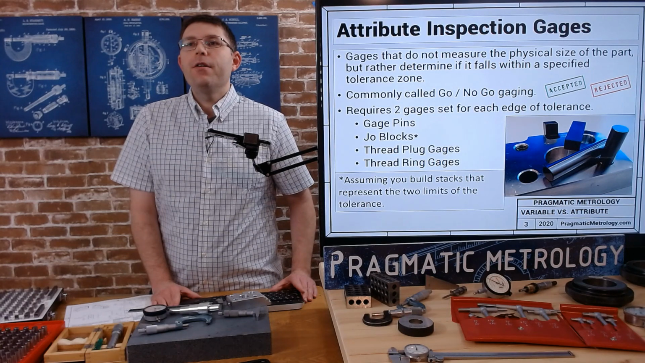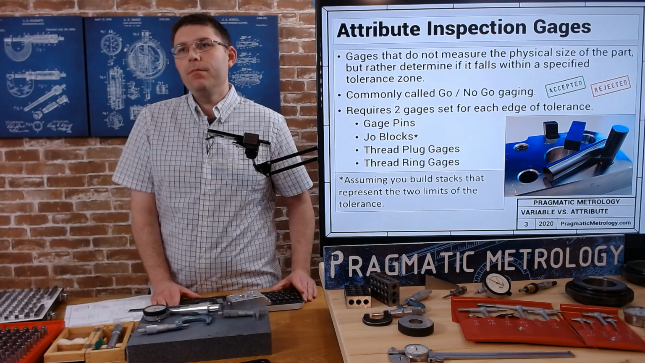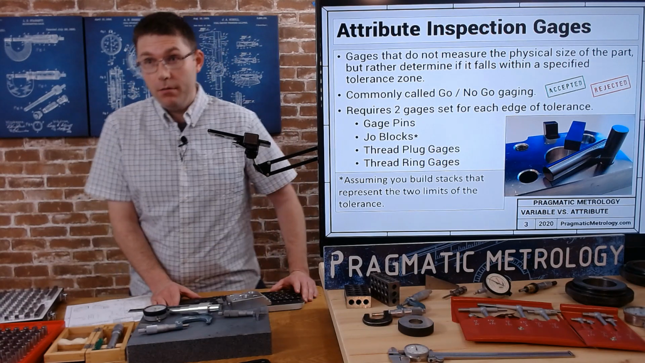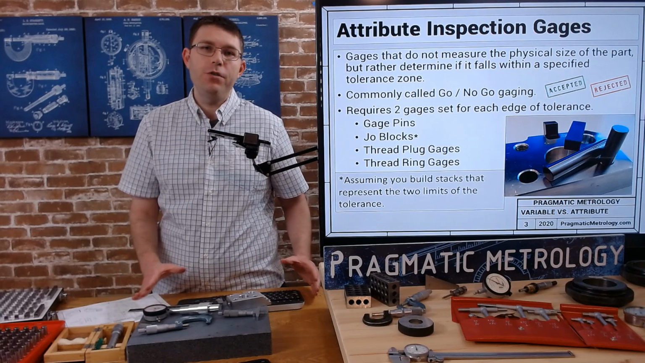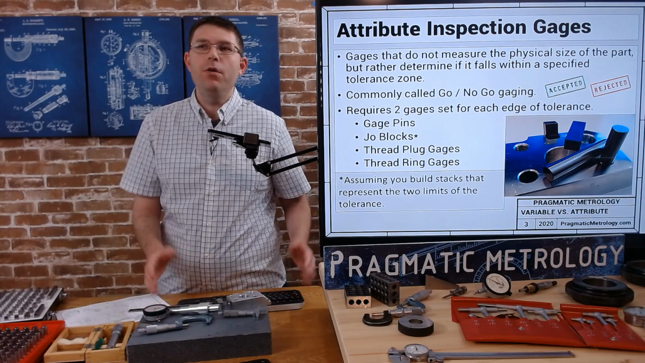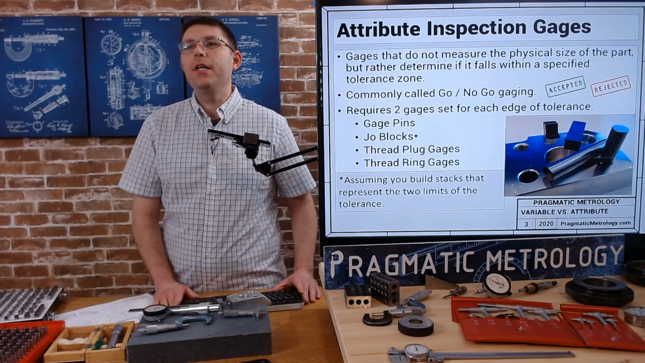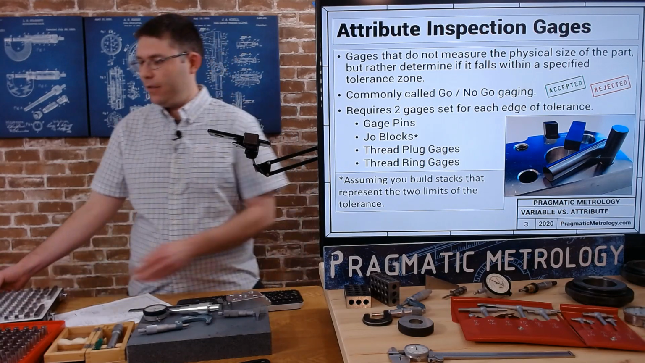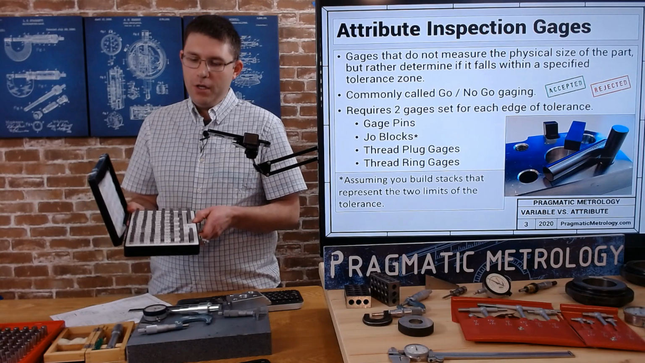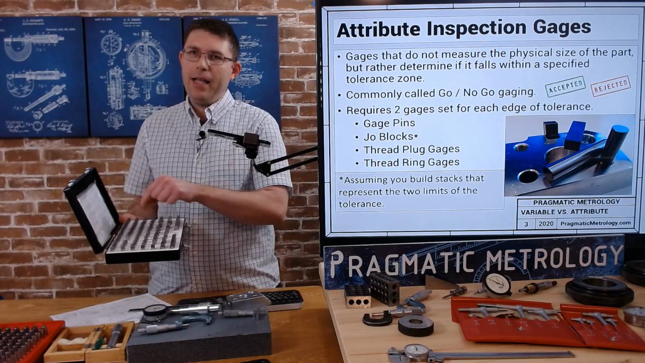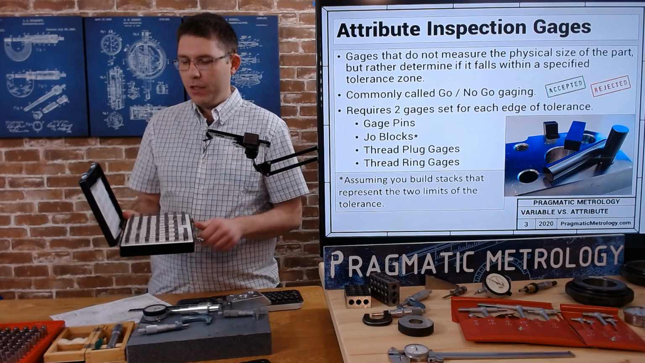Now on this slide here, I have Joe blocks flagged as being an attribute gauge, because you can build a go stack and a no-go stack, and that's just like attribute go and no-go. You can also, let's skip ahead, you can also use this set almost like a variable gauge if you want to build up the stack until you get the exact size you're looking for. This does go to 10,000ths of an inch, this row here.